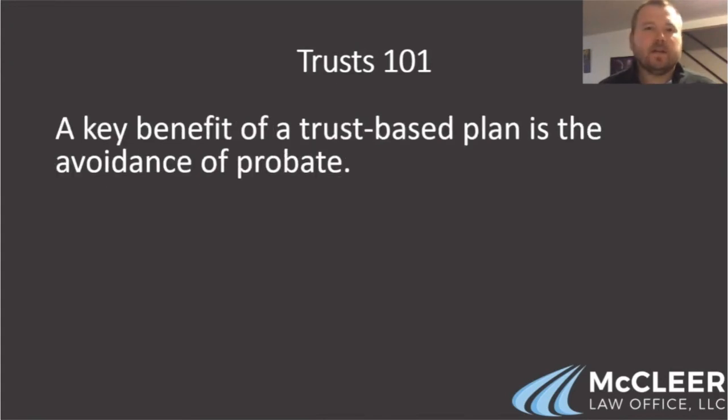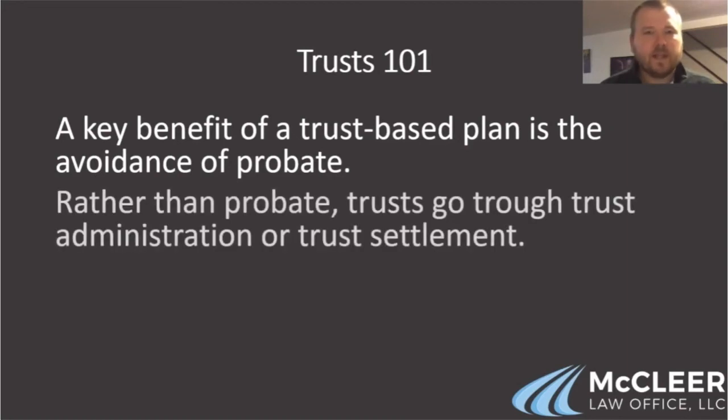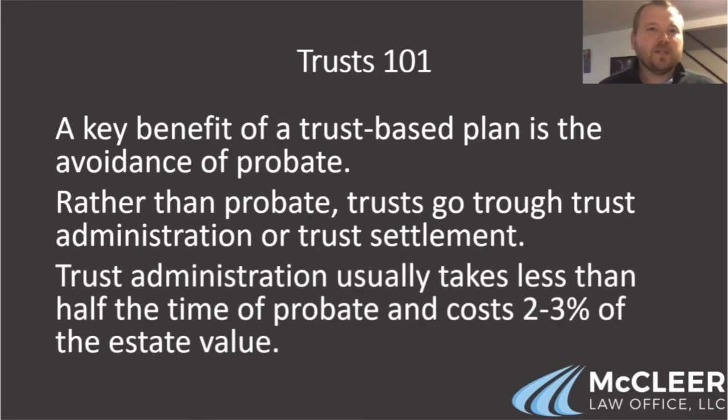So a key benefit of a revocable trust-based plan is you are avoiding probate. Instead of probate, your family goes through a process called trust administration, or trust settlement. It can be called either way. Usually it takes half or less than half the time of probate, as opposed to a year. It could take less than 6 months, 5 months, perhaps even 4.5 months. And the costs on the back end are less too. Instead of 3 to 5%, you're looking at 2 to 3%.